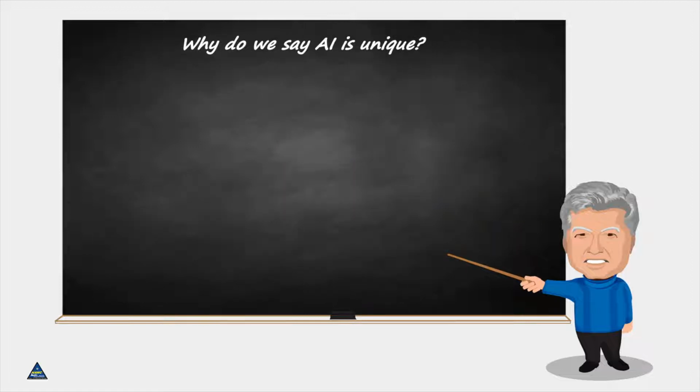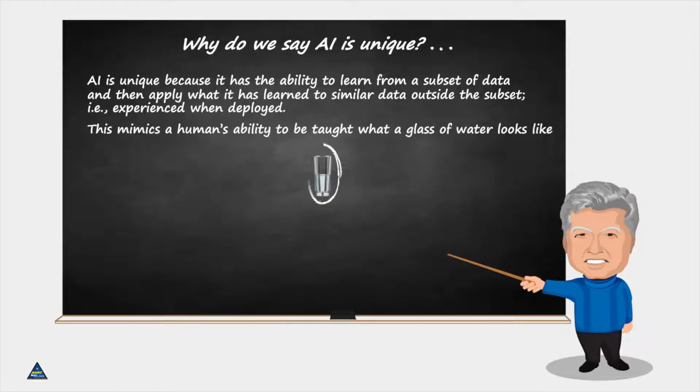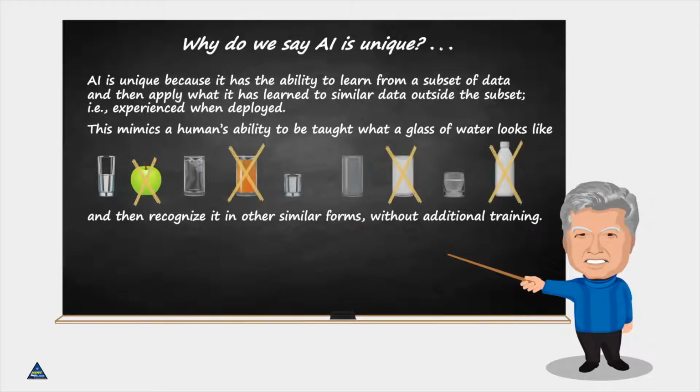Why do we say AI is unique? First, understand that it has a way to learn that is very similar to the way humans learn. And how it learns is based upon samples, and we call them subsets of data. And it learns from that. And from that subset, it's able to learn a larger set of data outside that subset. And this process of learning from a subset or example mimics the ability to be taught something very specific, like what is a glass of water, and then recognize it in other similar forms without additional training.